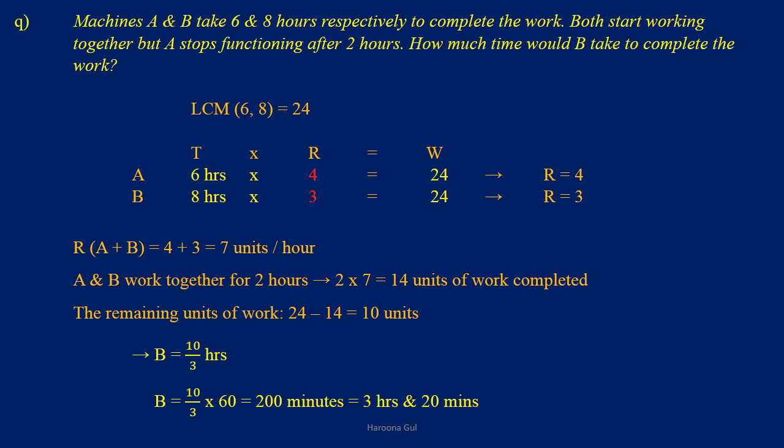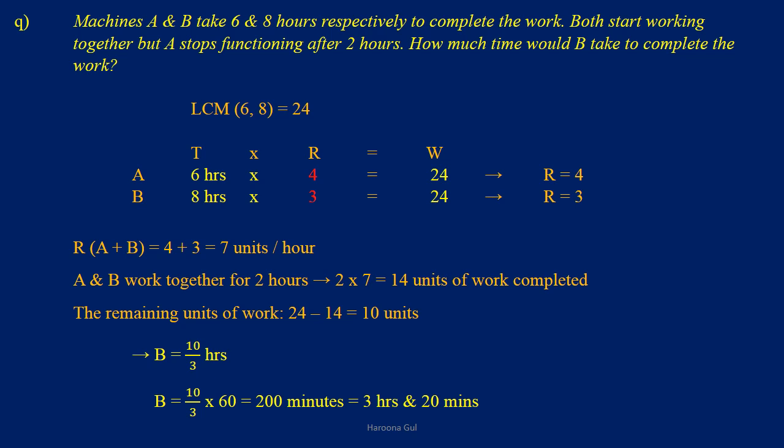Machines A and B take 6 and 8 hours respectively to complete the work. Both start working together, but A stops functioning after 2 hours. How much time would B take to complete the work? Now let us first organize our solution. You see, we have been given the time taken by machines A and B to complete the work.